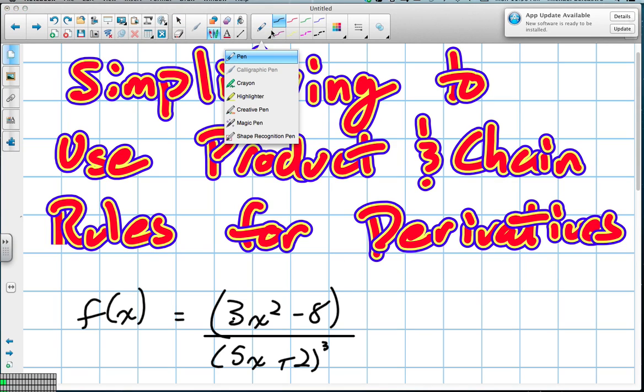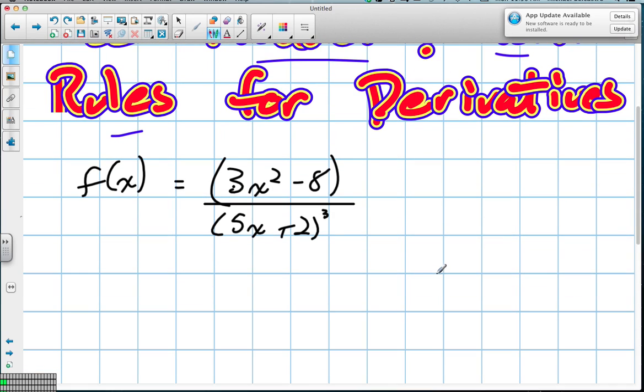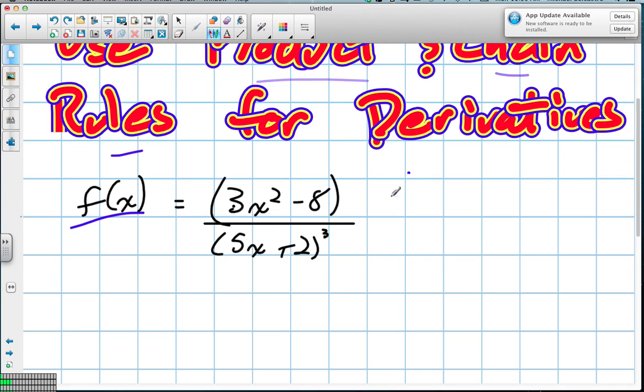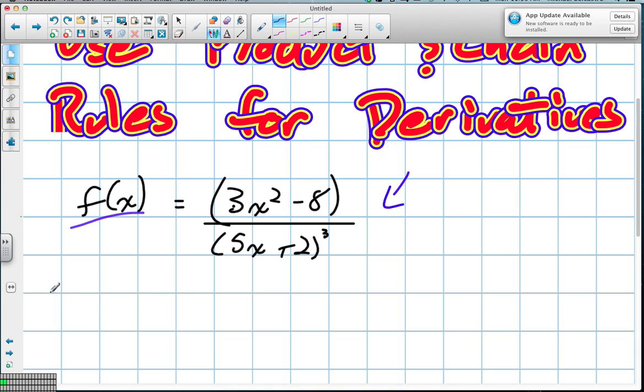Okay, so we're going to be going over simplifying questions, using product and chain rules for derivatives. In our first example here, we have our function, and again, this looks like something we'd use quotient rule for, and we could use that for it. But what we want to do is turn this into a product type question first.